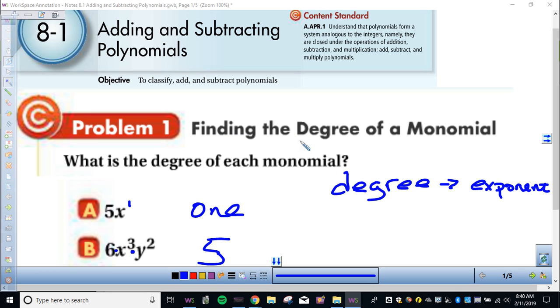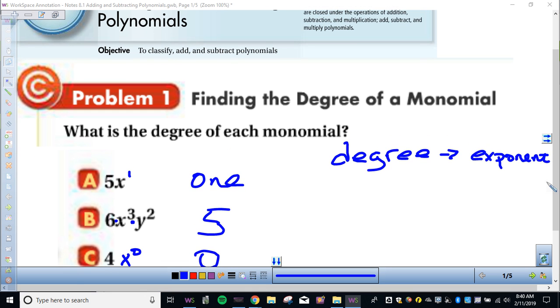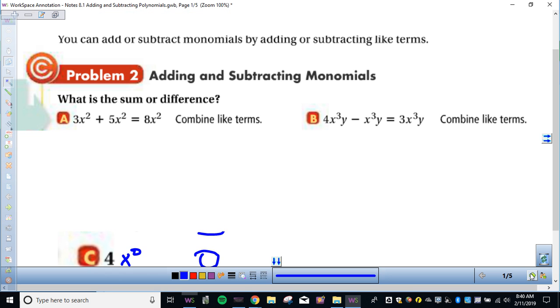So 8.1, adding and subtracting polynomials. When there's no exponent, it's going to be a 1. Here you add the exponents. 3 plus 2 is 5. When there's nothing there, no letter at all, it's got to be to the 0 power, because anything to the 0 power is what? 1. Okay?